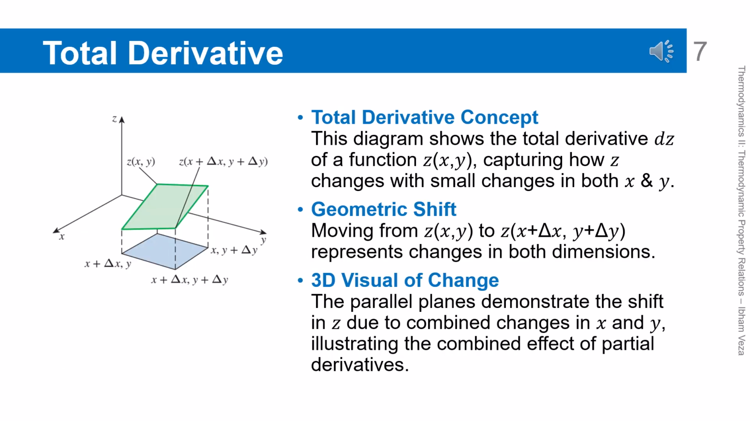Total derivative. The total derivative describes the change of a function when all independent variables change simultaneously. In the context of thermodynamic properties, this represents the actual change of the system. Mathematically, dz is a combination of contributions from each partial derivative. Physically, it represents the real change experienced by the system. This concept is crucial in deriving energy and entropy equations.